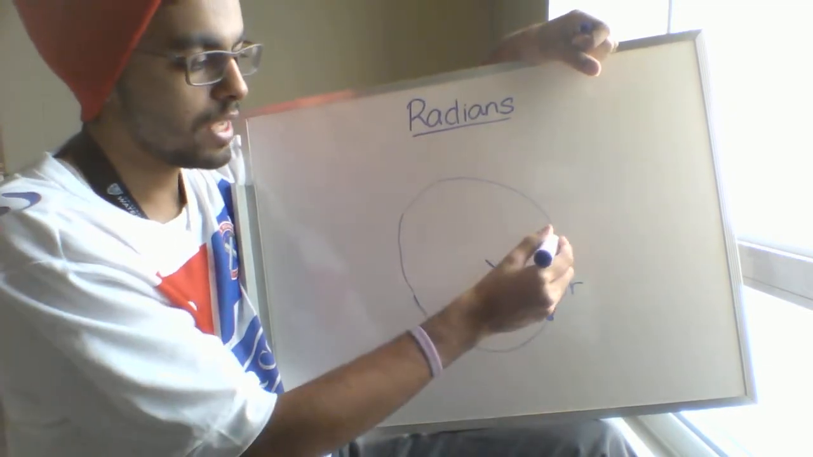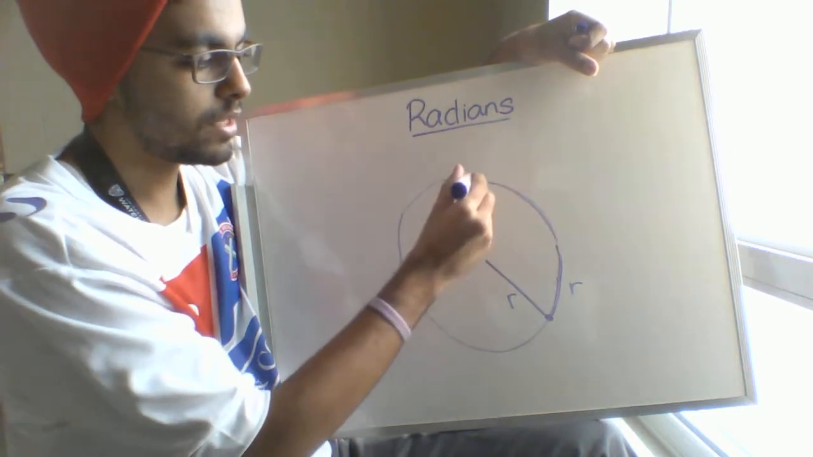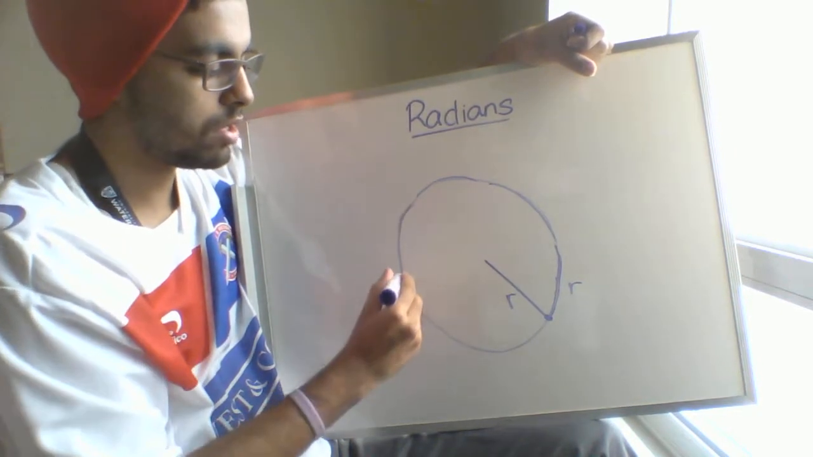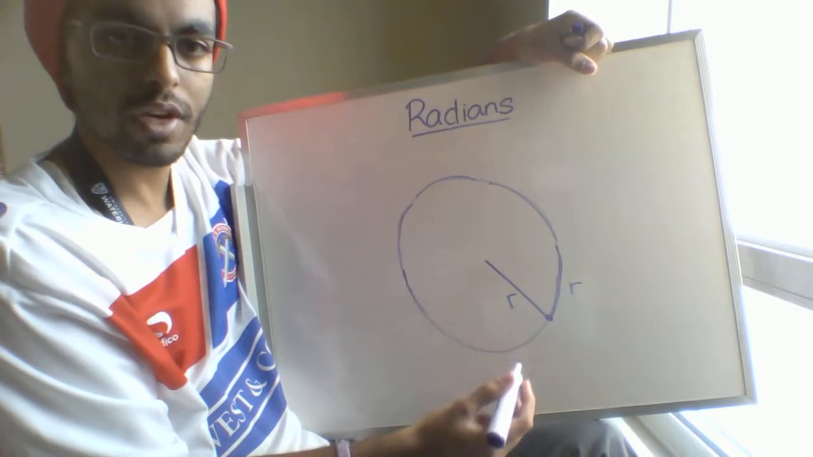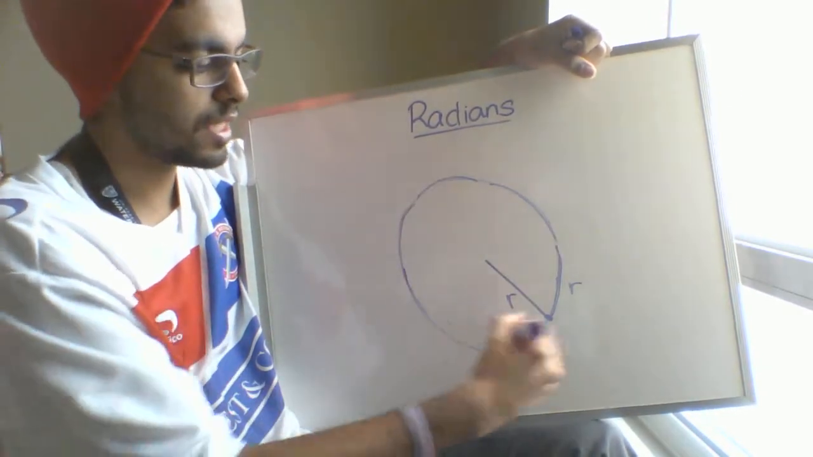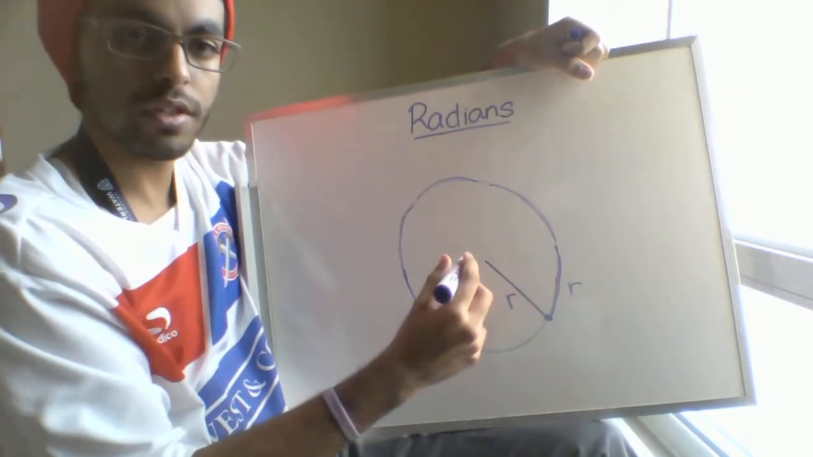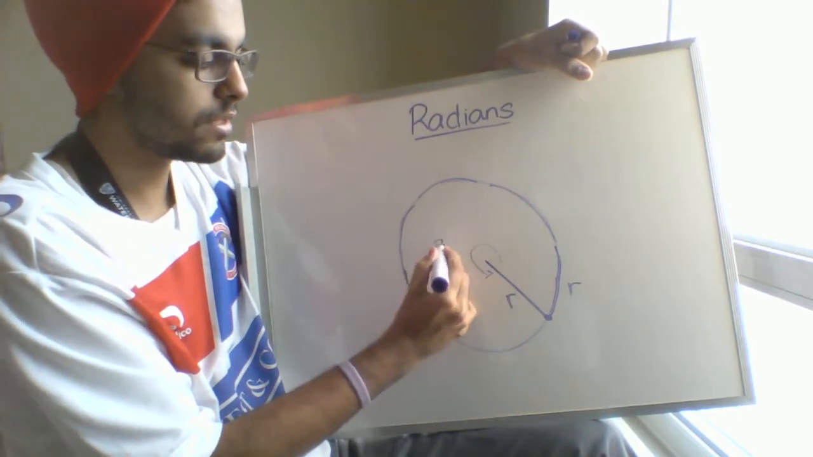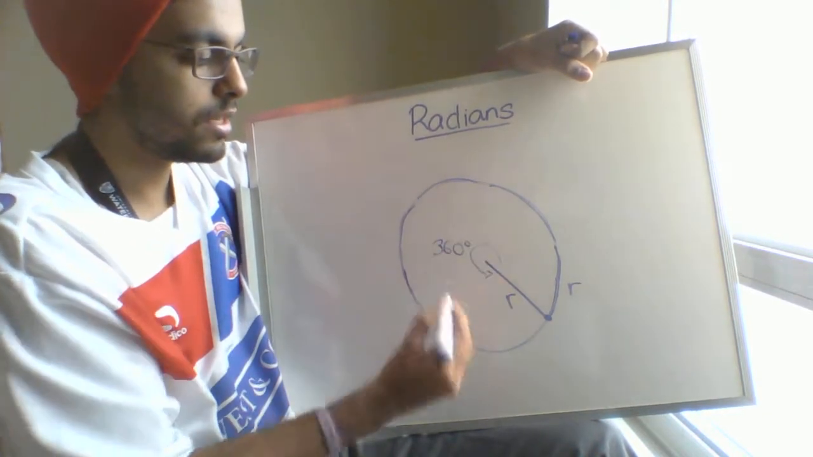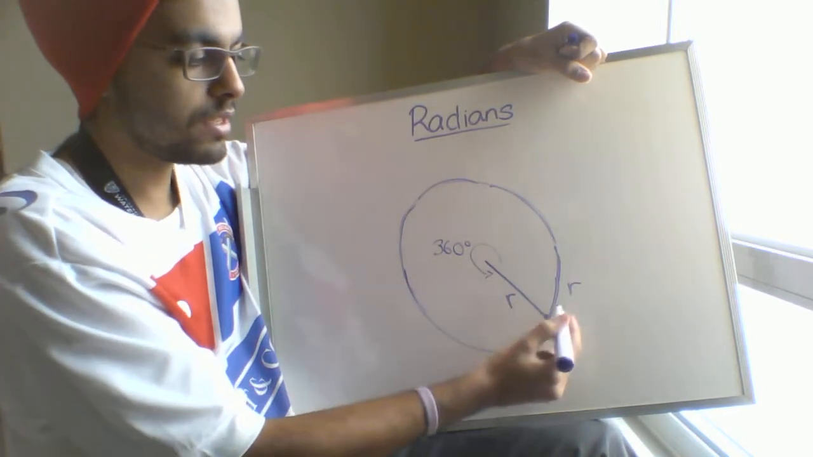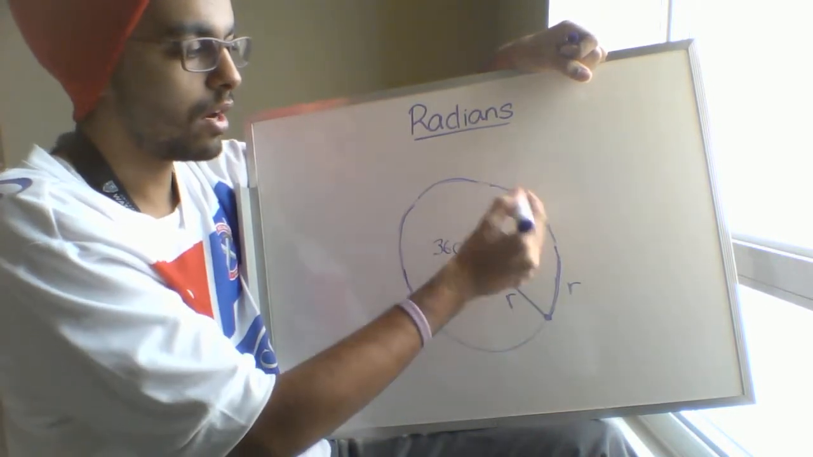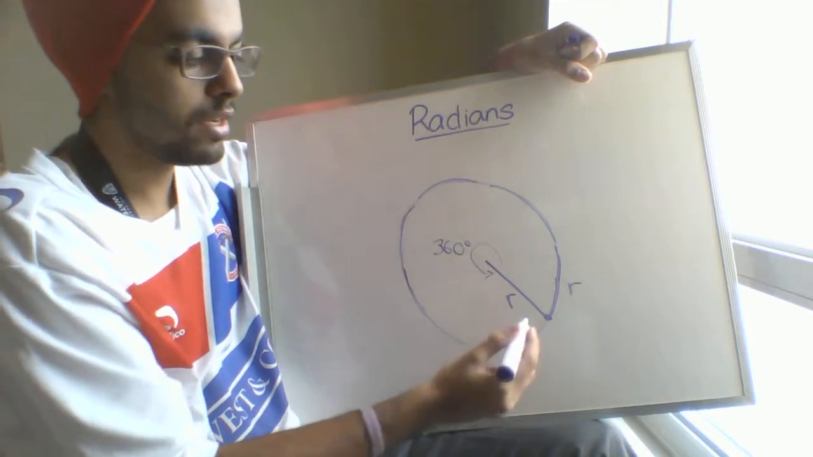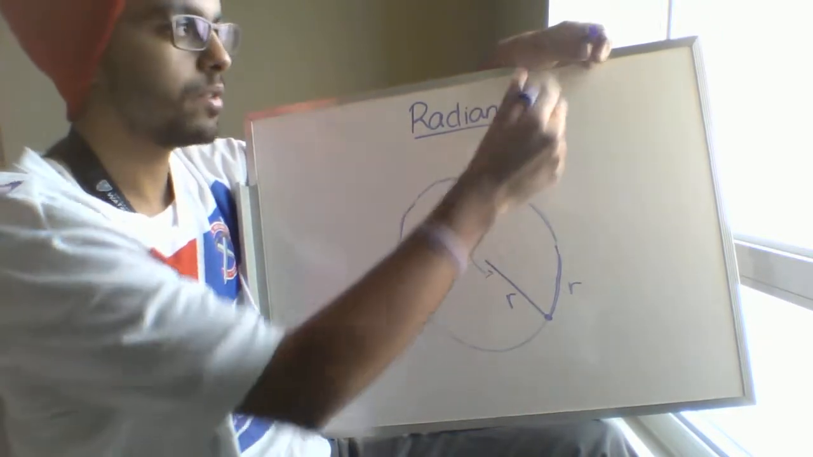The question is, how many of these segments can you draw before you start overlapping? How many segments does it take to cover a full 360 degrees? Because we know, starting from 0, if you go in degrees, this is going to be 360 degrees. But how many of these radius-long arc segments do you need to cover a full circle?